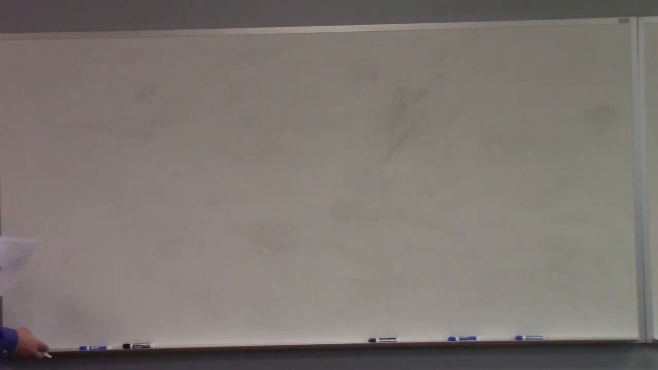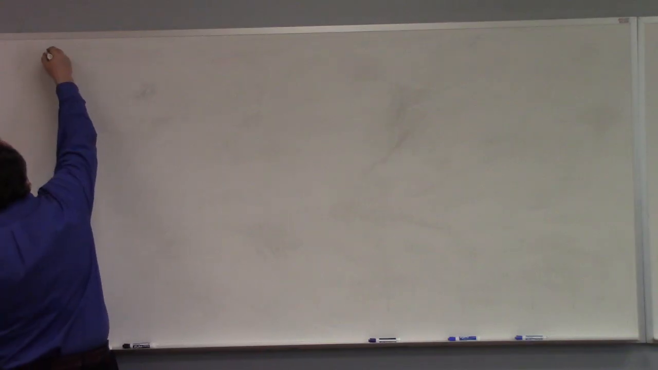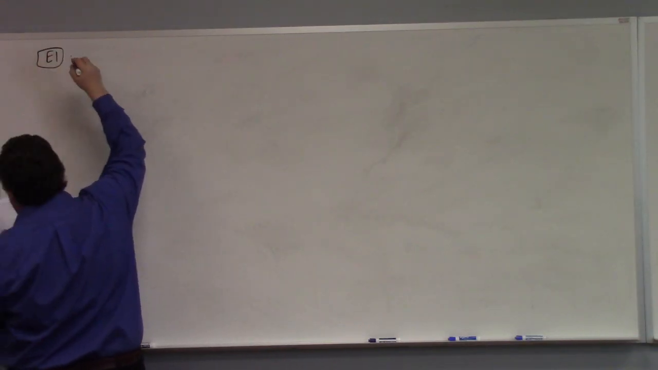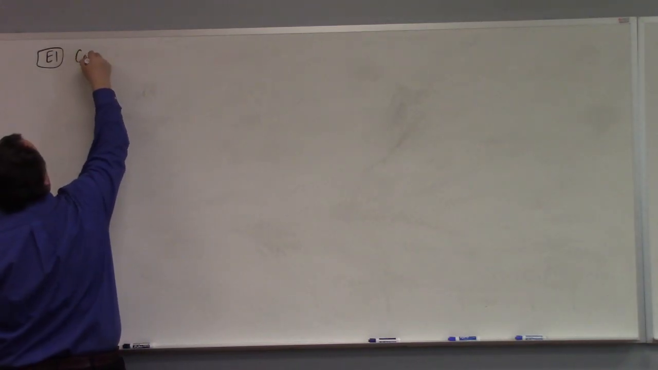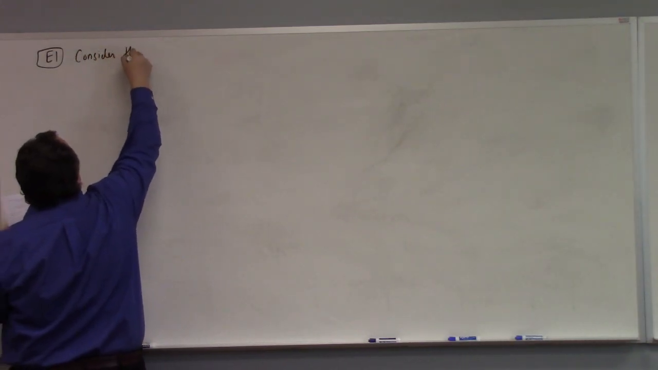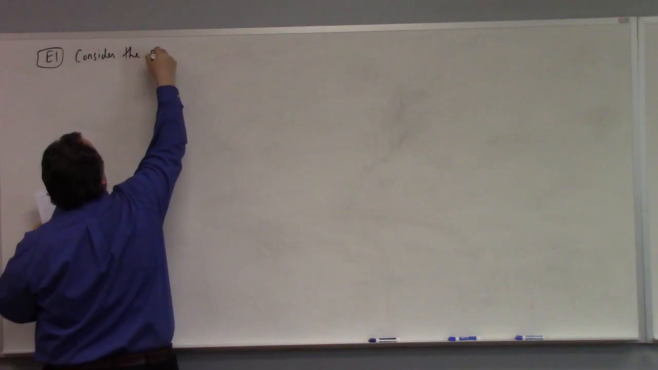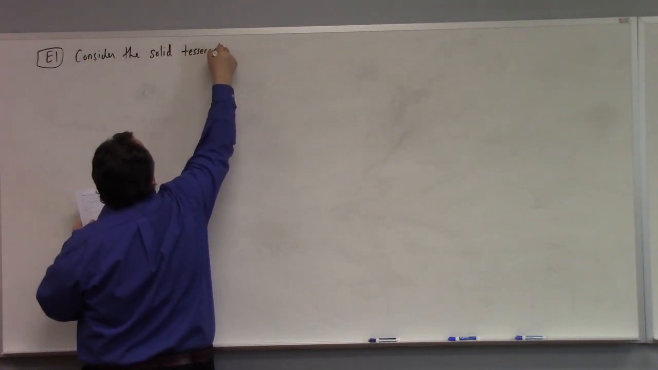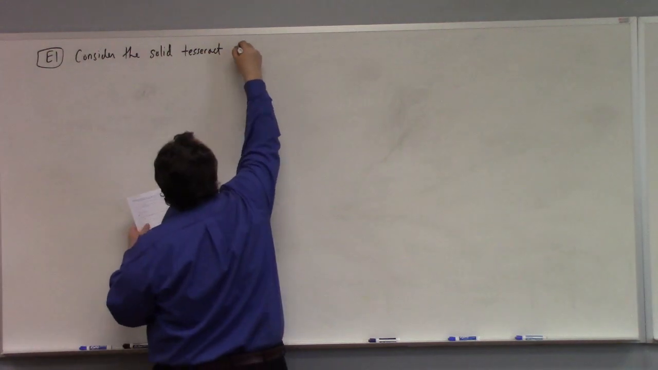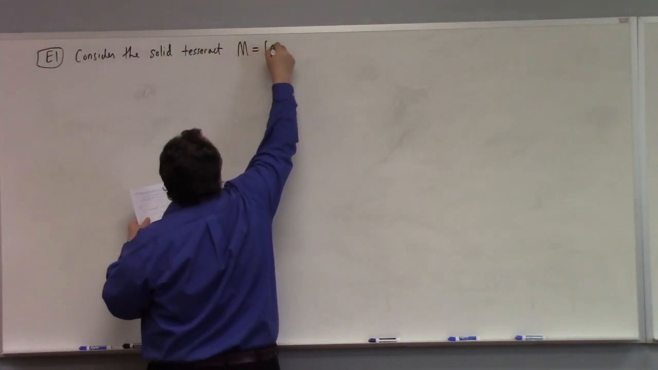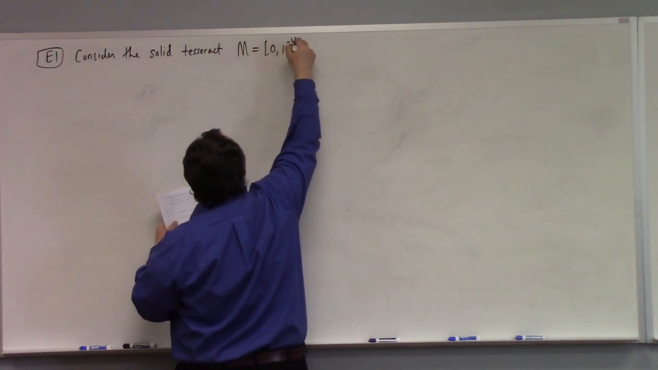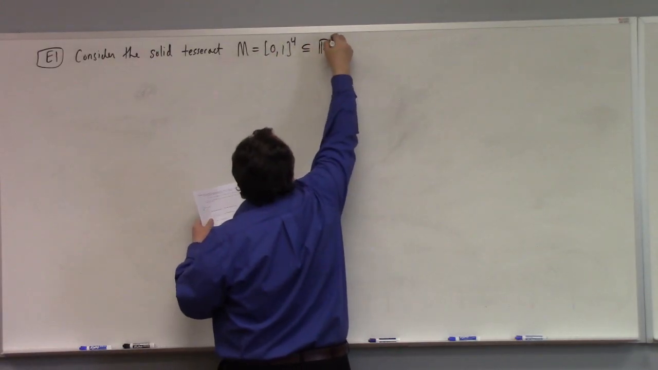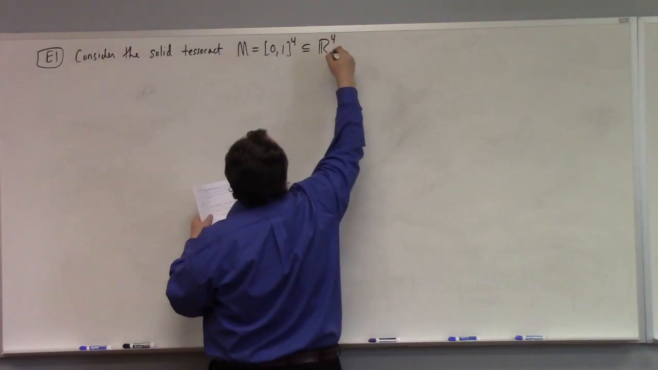Here we go. Example 1. Consider the solid tesseract M, so [0,1] to the 4th power, which is a subset of R^4, and I'm going to give it coordinates x, y, z, w.